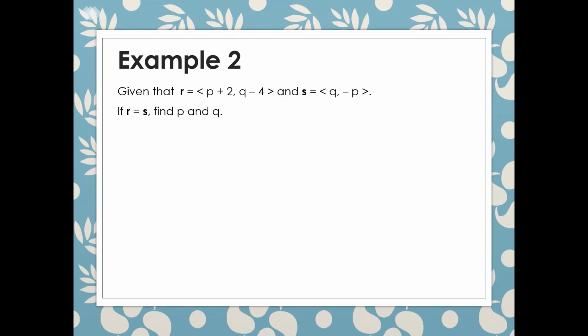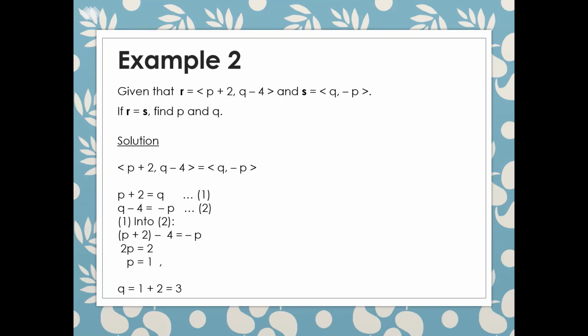Refer to example 2. Given two vectors R and S. If R is equal to S, find P and Q. By equating the corresponding components of both vectors, you will obtain two simultaneous equations, which are P plus 2 equals Q as the first equation and Q minus 4 equals negative P as the second equation. Substitute the first equation into the second equation and simplify. You should obtain P equal to 1 and Q equal to 3.